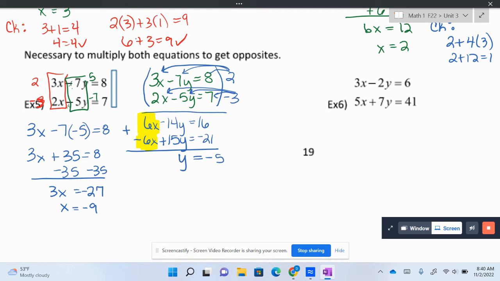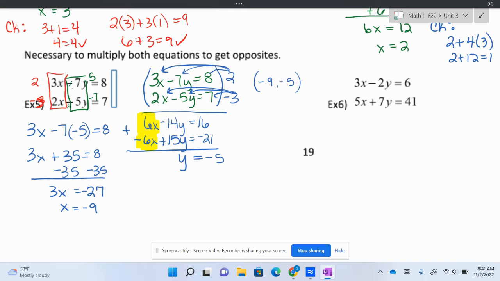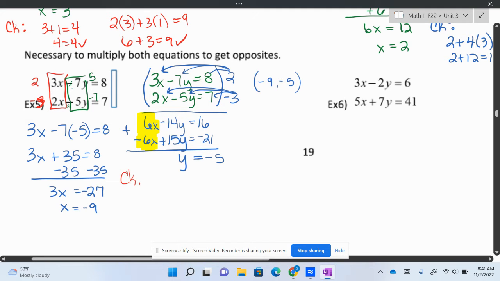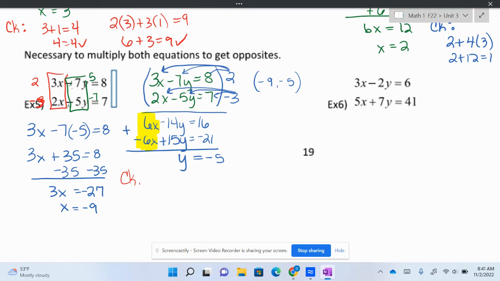So my ordered pair for this is negative 9, negative 5, and I still need to check it. What are your thoughts? Okay. So let's do the check.